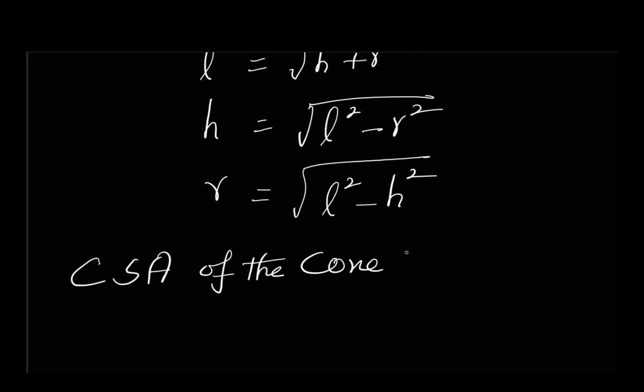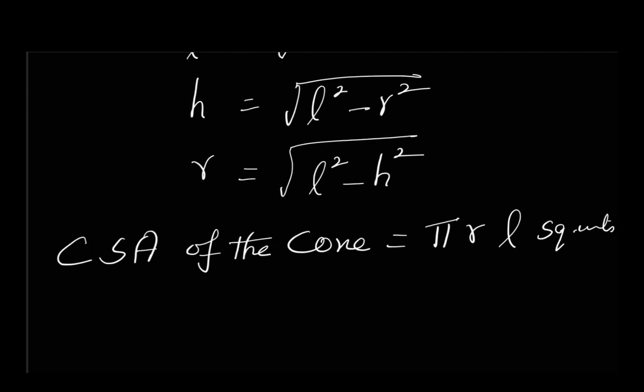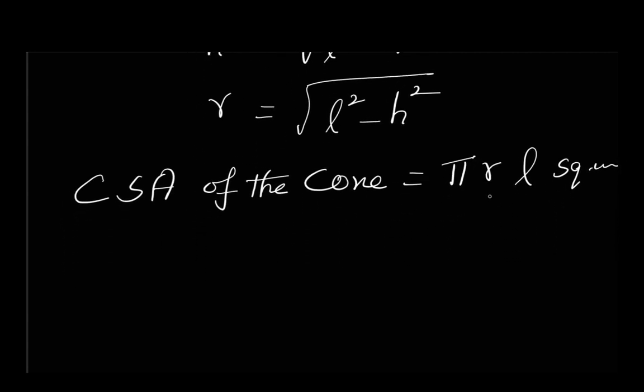Let me directly write the formula. The derivation of this formula, you can go through in the book. It is pi r l square units, where r is the radius and l is the slant height.